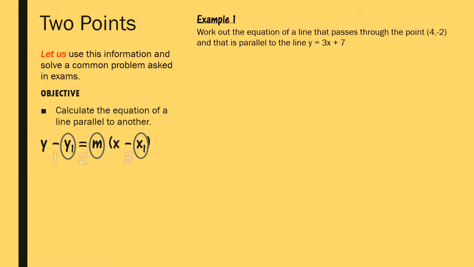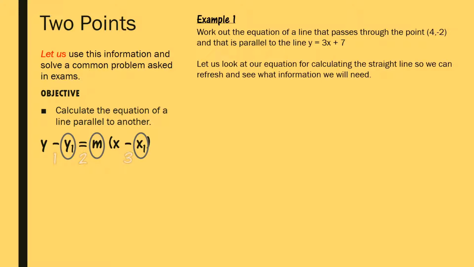The question is, work out the equation of a line that passes through the point (4, -2) and that is parallel to the line y equals 3x plus 7. And if I take you through the equation that I had just before, the y minus y1 equation, you can see that we've already got all the bits of information that we need. So I've highlighted in red here the bits that we need.